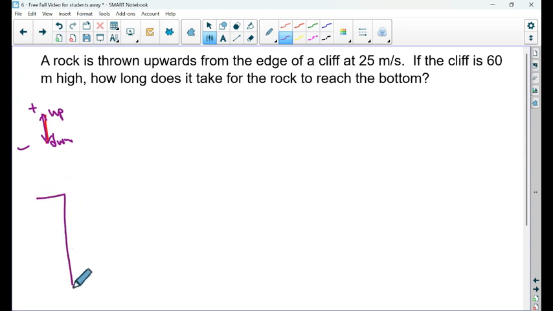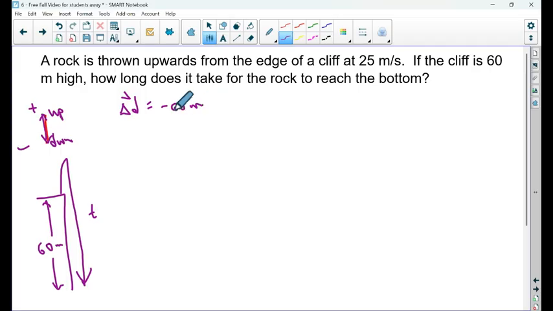Here's my cliff. Here's my rock that goes up, and then it comes back down to there. And we know that the height of the cliff is 60 meters from there to there. Okay. We want to know time, how long that journey takes. Let's write down our knows and need to knows. Our displacement is going to be, if you said negative 60, you're correct.